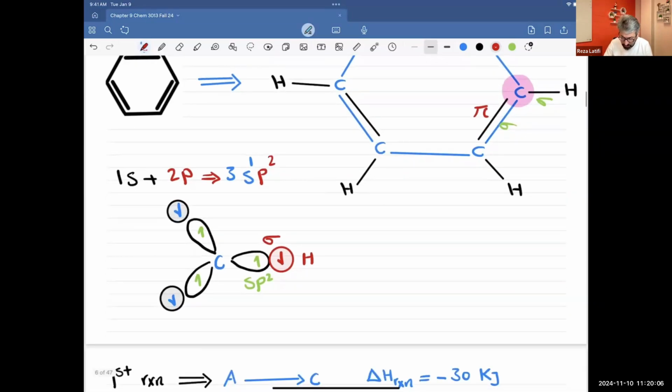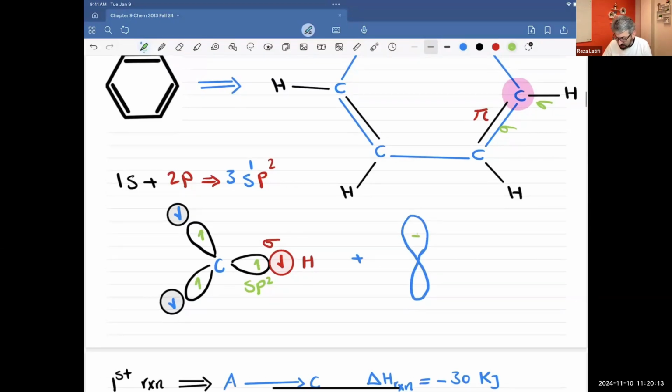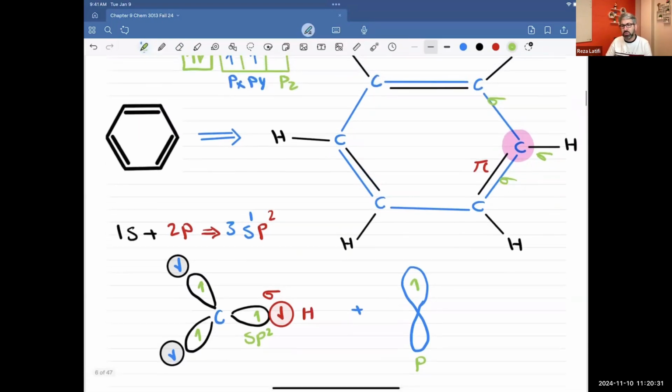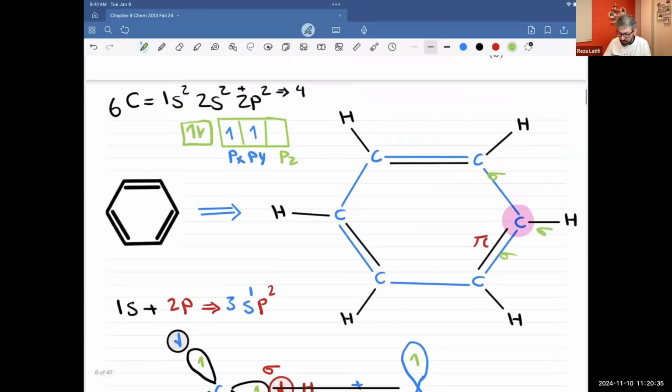Okay, so I have another p orbital. Where is that p orbital? That p orbital is sitting on carbon, and it has only 1 electron in it. Carbon can use that 1 electron to interact with a neighbor. That p orbital, which you can find on any carbon atom, will be used to make a pi bond. Let's show it on this carbon atom. On each carbon atom, we have a p orbital, and that p orbital has 1 electron in it.